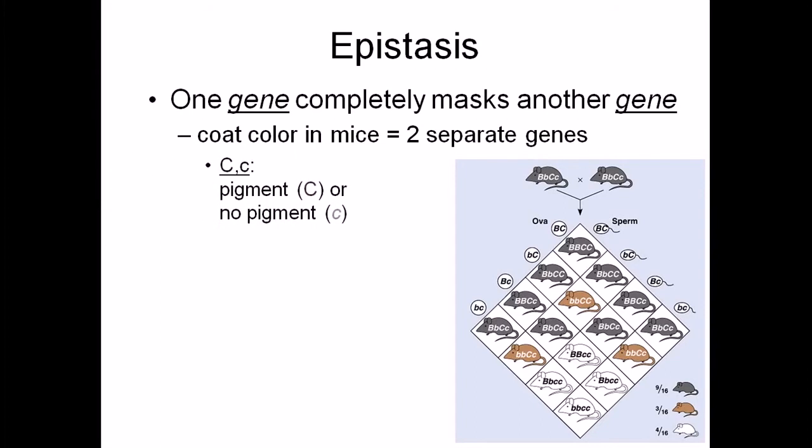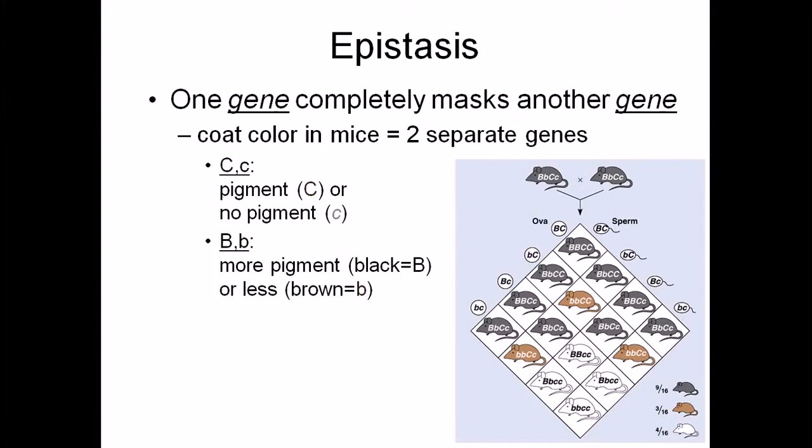genes, C and B. Capital C is for the pigment, meaning pigment is present or added, and small c means no pigment is present. Capital B is for more pigment, which is black, and small b is for less pigment, which is brown.